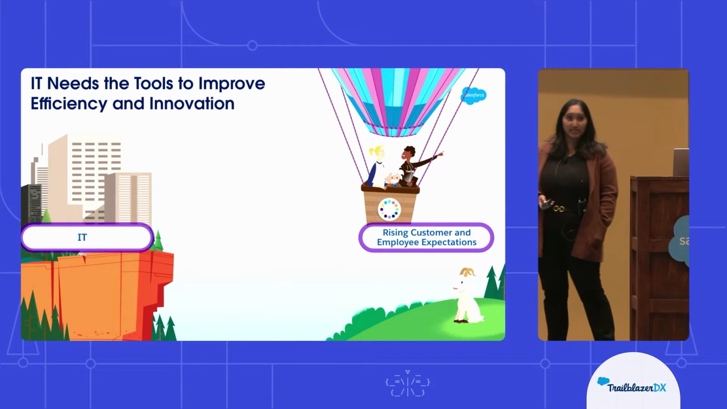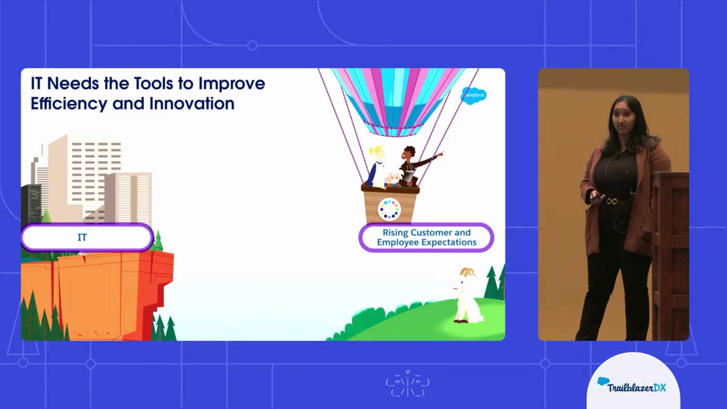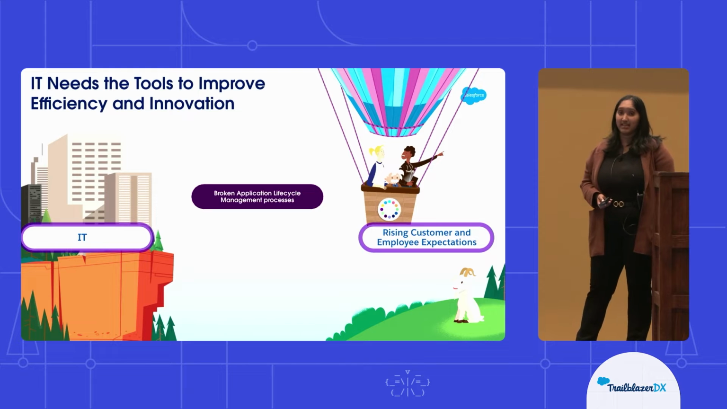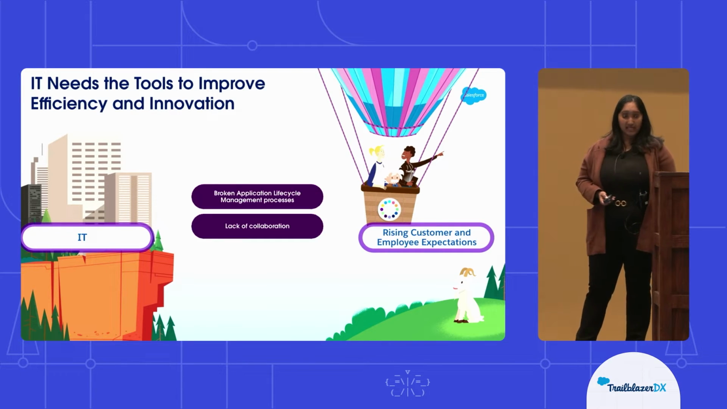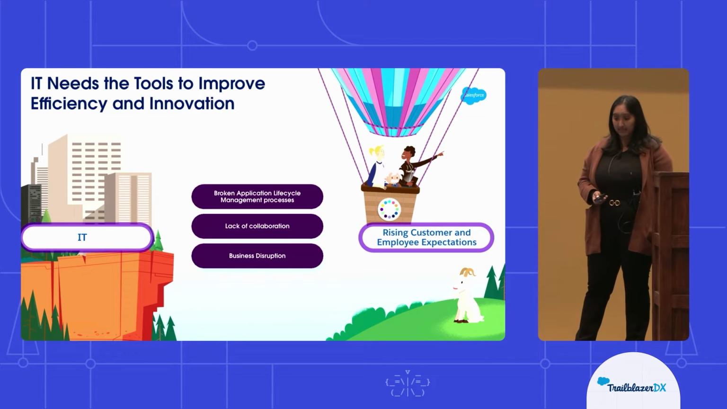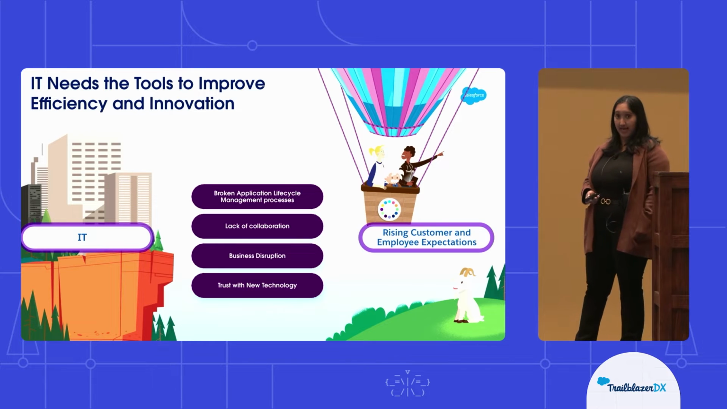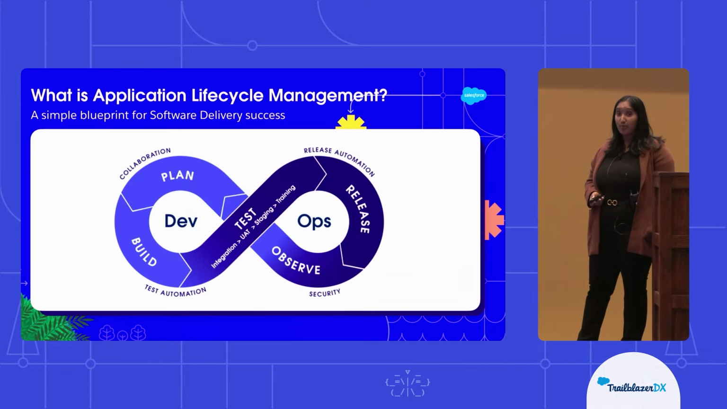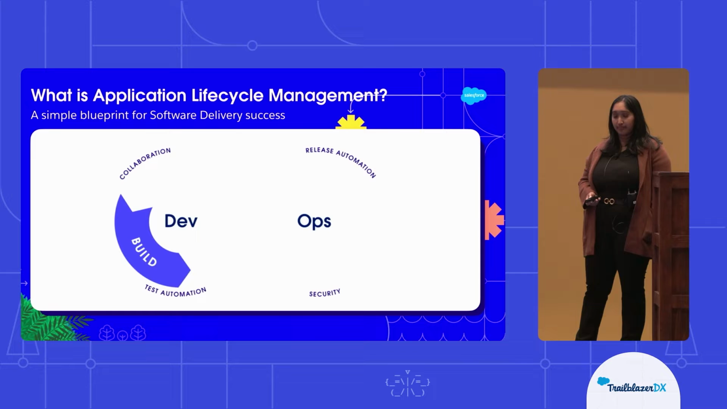So IT teams these days are tasked to deliver more and more with fewer and fewer resources. As you look across the business, you'll see things like broken ALM processes, a lack of collaboration, business disruptions that lead to fewer deployments, and a mistrust in new technology such as generative AI. So how do we solve for all of this? Well, that's where ALM, or Application Lifecycle Management, comes into play.